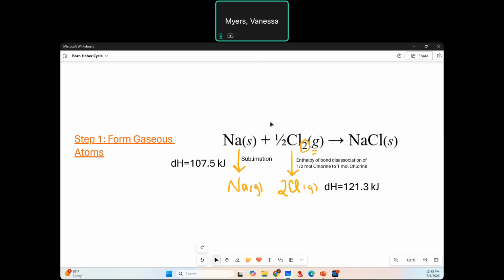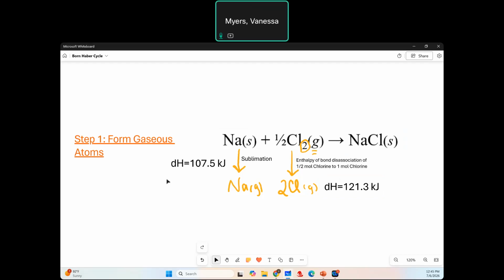And the way we do that is we use what's called the bond dissociation enthalpy, the bond dissociation energy. So basically, how much energy is it going to take me to break two chlorines bonded together to just one chlorine by itself? So the enthalpy of bond dissociation of half a mole of chlorine to 1 mole of chlorine is 121.3 kilojoules. Again, your instructor has to give you this information, or they have to give you a chart.